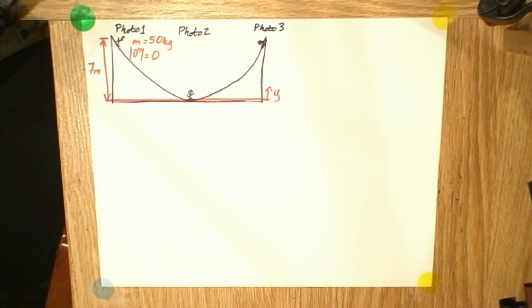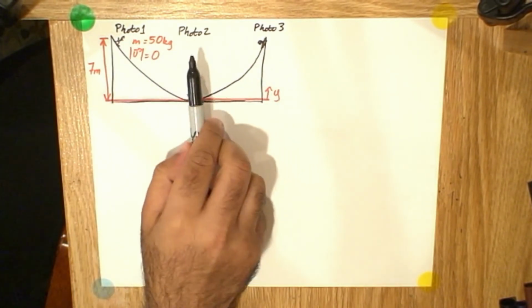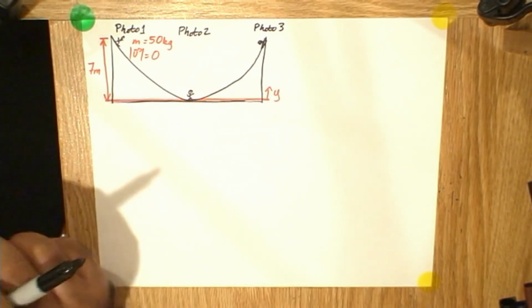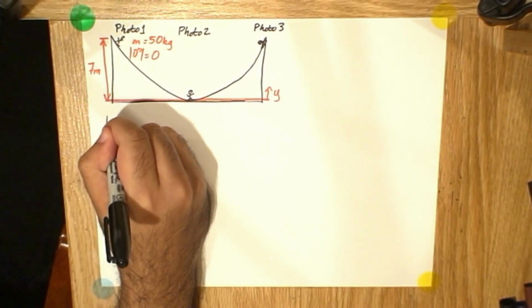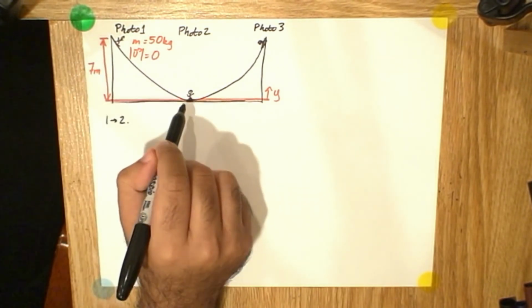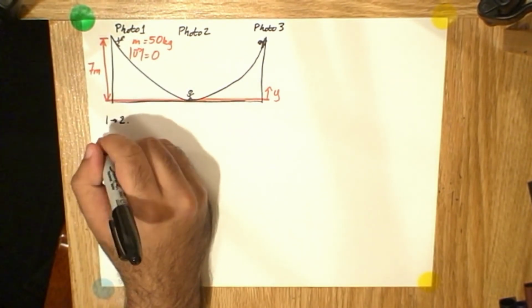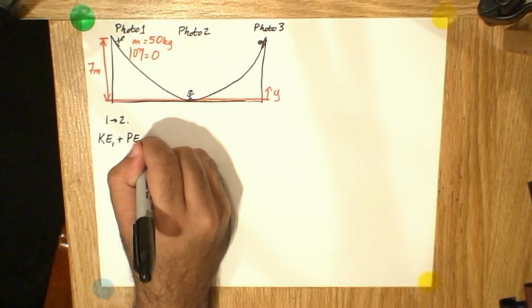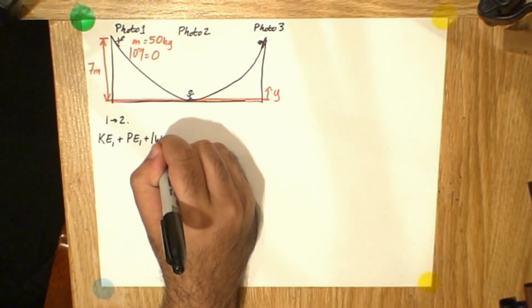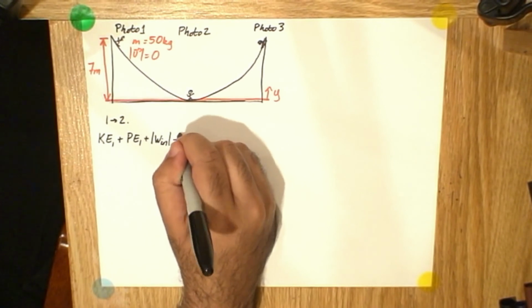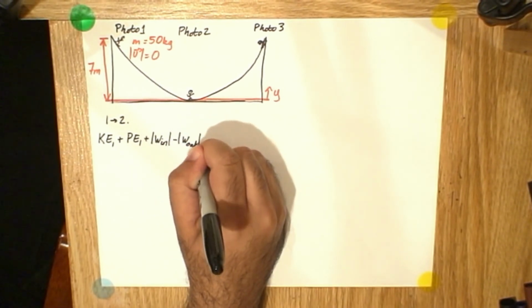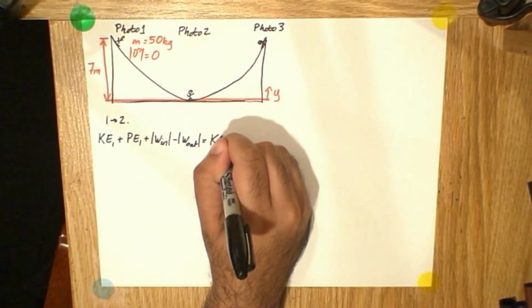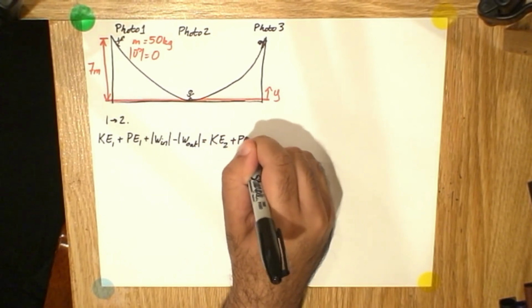So we're really being asked two separate questions over here. We need to examine what's happening between photo 1 and photo 2, and then between photo 2 and photo 3. So let's go ahead and solve for photo 1 to photo 2 first. Let's analyze this situation using conservation of energy. So KE1 plus PE1 plus the amount of work that comes in, the energy gained, minus the energy lost, is equal to KE2 plus PE2.